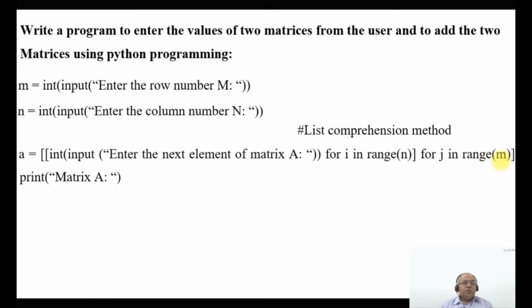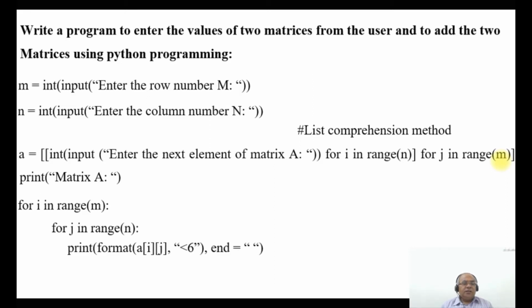First we are going to print matrix A. We enter into the loop: for i in range m and for j in range n. This is the nested for loop, wherein we have a print format, where A[i][j] is within the quotes, less than 6. This is basically the spacing between two elements. If you don't give this, it will be entered continuously, and after that you will have the end.